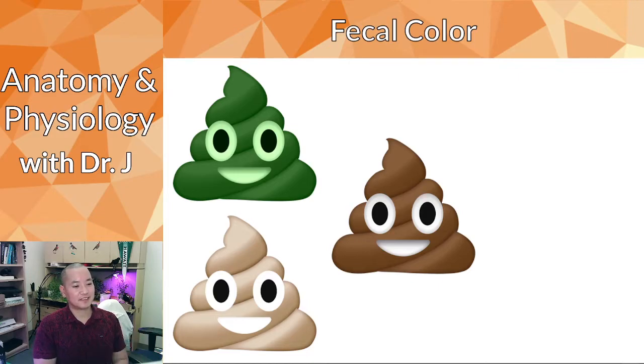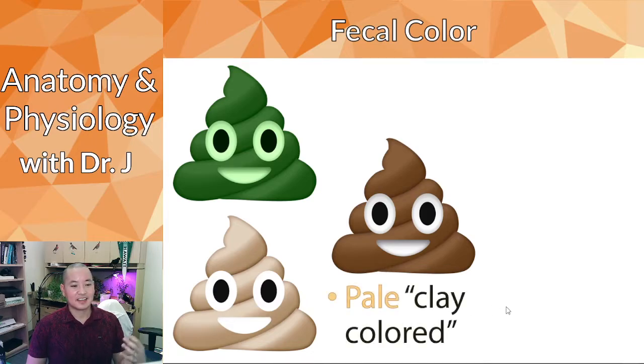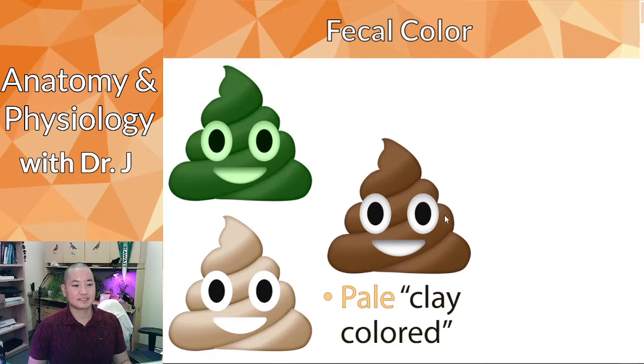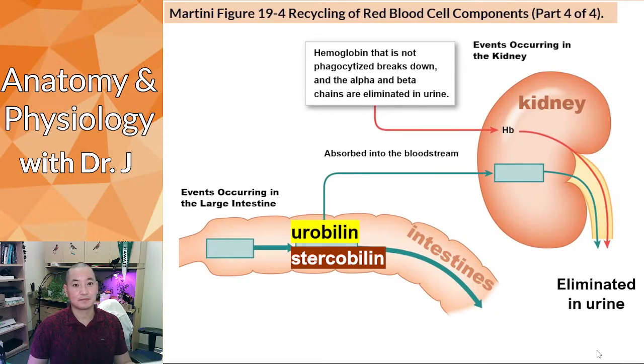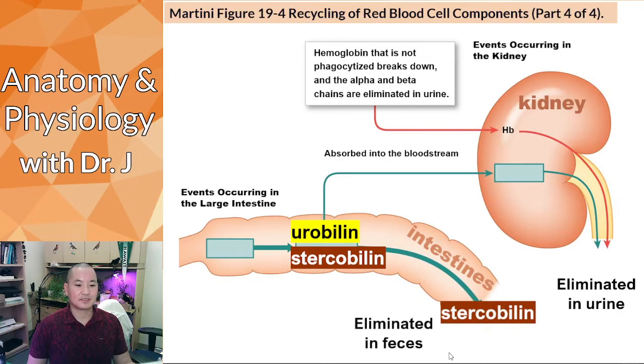Now what we have here is pale feces, sometimes called clay-colored or cream-colored feces. And what might that indicate? Well, that is the color feces would be without stercobilin. Stercobilin, again, is the pigment that makes our poop normally brown. So what could cause a lack of stercobilin in our feces?